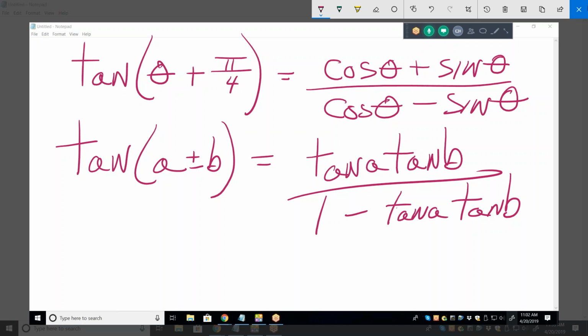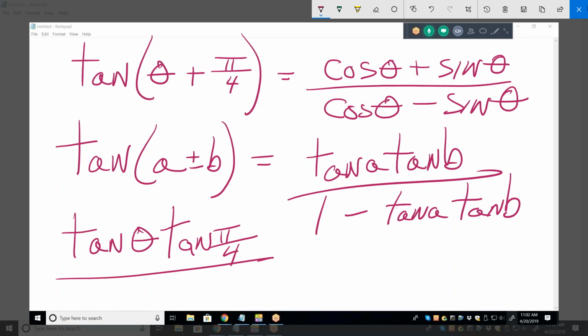Okay, so that becomes tan of theta times tan of pi over 4. What's the tan of pi over 4? Well, hold on. Let me go ahead and fill it in like this. In other words, all I'm doing is using the identity. Tangent of pi over 4.